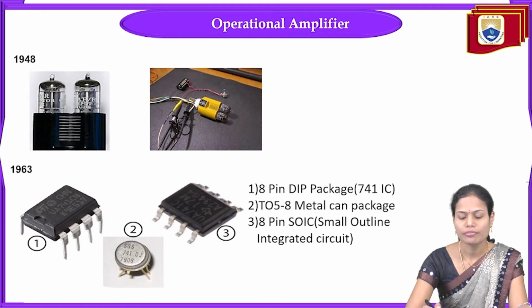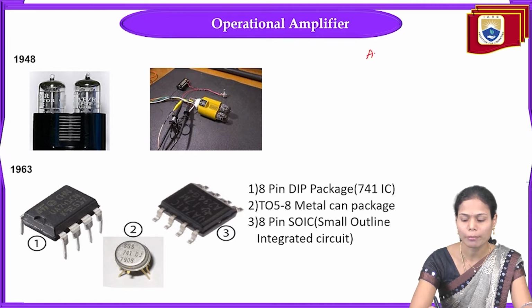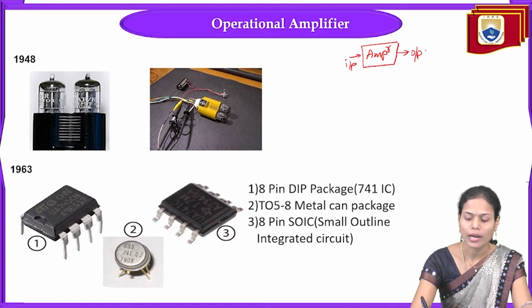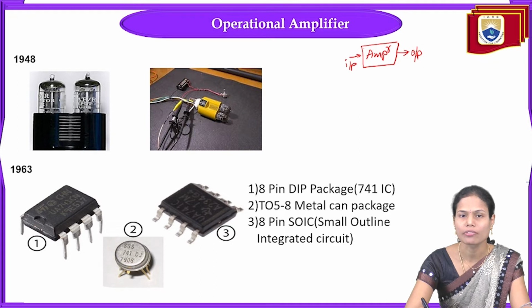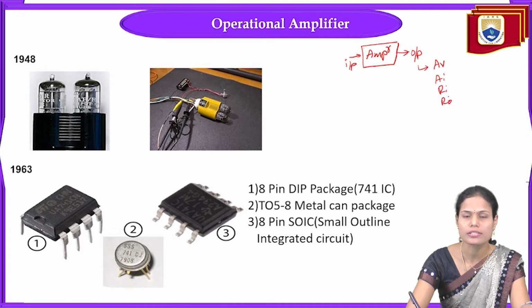So before going to the operational amplifier, why did we come to this operational amplifier, even though we have single stage amplifiers, multi-stage amplifiers, and also differential amplifiers? In the case of a normal amplifier circuit, when we provide the input signal, we get an amplified signal across the output of the amplifier. This single stage amplifier will provide a certain amount of voltage gain, current gain, and the required input impedance as well as output impedance for the devices.